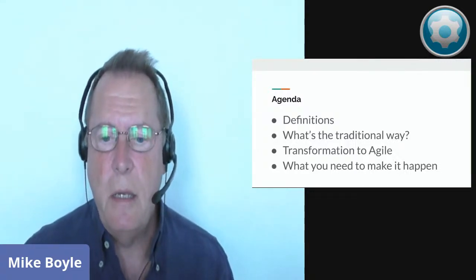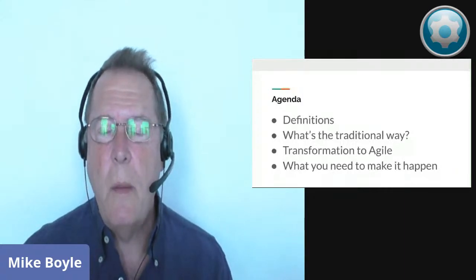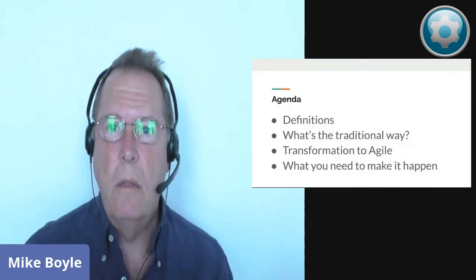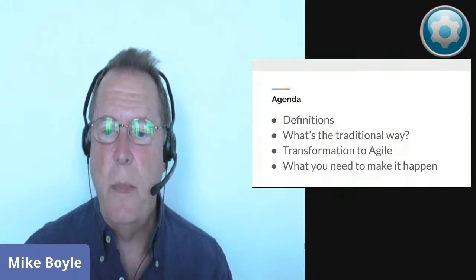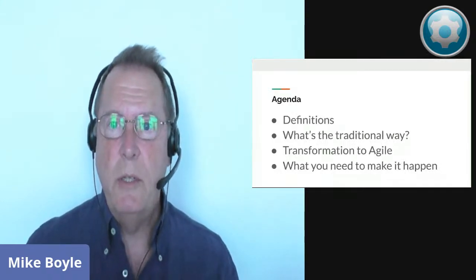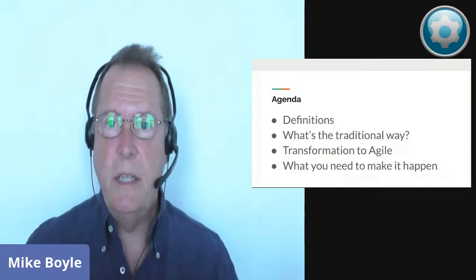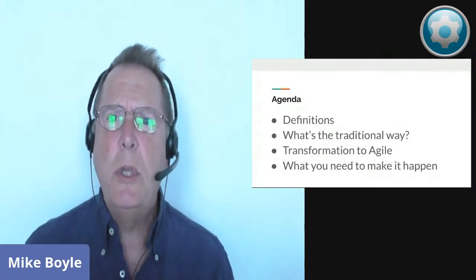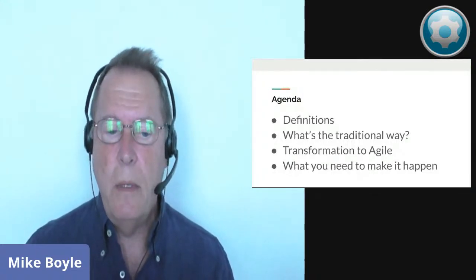I'd like to first go through the agenda. As is always the case, we seem to have different definitions, so I thought it would be good to go through a couple of different terms to make sure that we're all looking at the subject matter from the same perspective. What is program management in the traditional way? I will give you a brief overview. This will be rather brief, and then talking about what's the difference between the traditional way and an agile way, and what does this transition look like? And then lastly, what you need to do to make it happen. So let's get started.